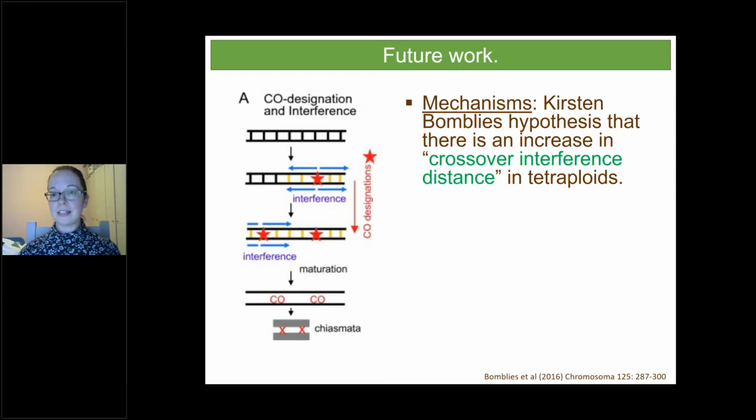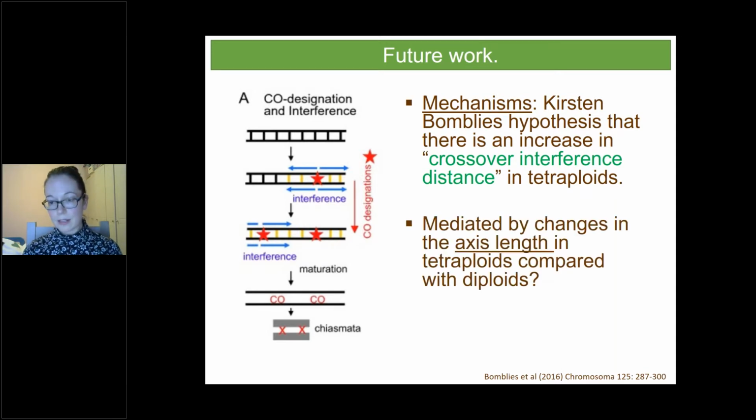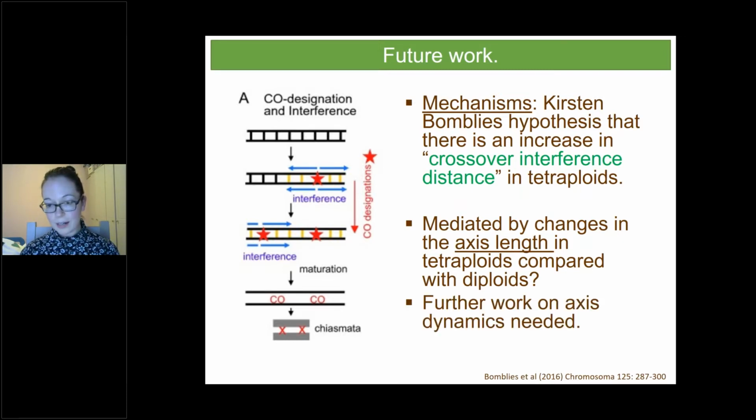And the idea is that interference between crossovers involves a signal which propagates along the chromosomes, and essentially once a crossover is designated, that interference signal will reduce the likelihood of another crossover happening nearby. So maybe the scale or the distance over which this is operating is higher in tetraploids than it is in diploids. So that's definitely the kind of mechanism that we could investigate in future to try and interpret what we've seen in the tetraploids. And it's thought that the axis length is important in that as well.